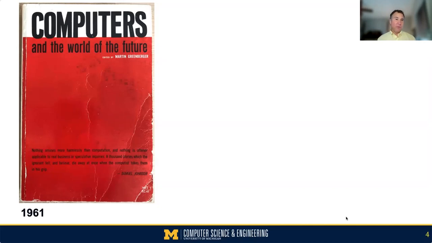All right, so in 1961, the Massachusetts Institute of Technology, MIT, held a symposium at their Sloan School, their business school, Computers in the World of the Future. This book was edited by Martin Greenberger, it came out the next year, and it's this amazing transcript of all of the lectures and all of the discussant notes.